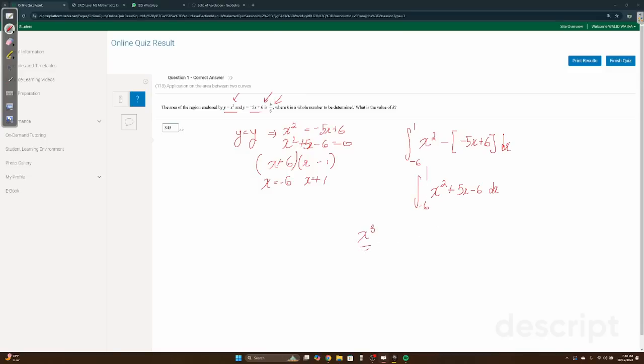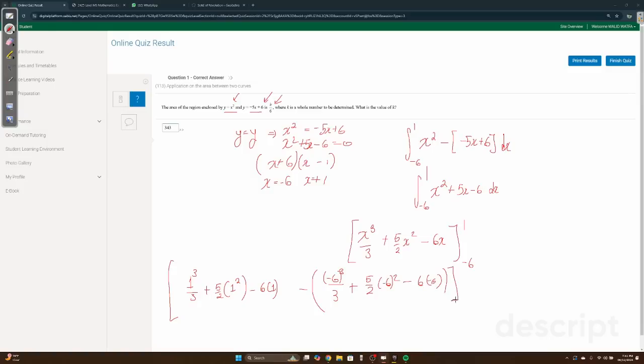It's going to become x cubed over 3 plus 5 over 2 x squared. I'm going a bit fast with integration because I think at this point everybody knows how to integrate. Minus 6 and 1. Now what do you do? You just solve it. So you substitute 1, substitute minus 6. We're going to substitute 1 first. It's going to be 1 cubed over 3 plus 5 over 2 times 1 squared minus 6 times 1, minus, now we open another bracket, minus 6 cubed, remember inside the brackets, over 3 plus 5 over 2 times minus 6 squared minus 6 times minus 6, close the bracket, close the bracket.